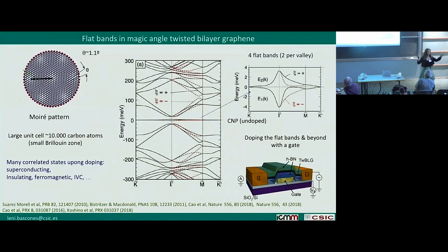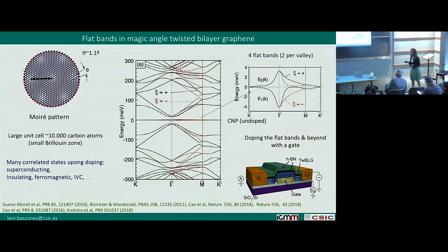Well, I think we are all relatively familiar with twisted bilayer graphene. Essentially, some aspects are these very flat bands, the fact that we have this very large unit cell, and the possibility that it can be doped up to more than -4 electrons per unit cell and +4 electrons per unit cell, and that it's doped with a gate. As we have seen in some previous talks, there are many different correlated states that have been observed with doping: superconductivity, ferromagnetism, intervalley coherence, and so on, some of them insulating.